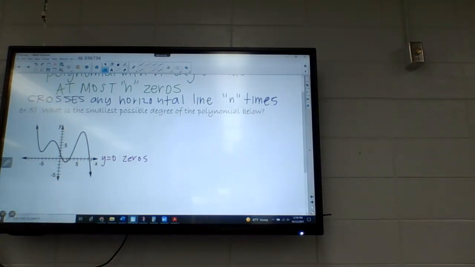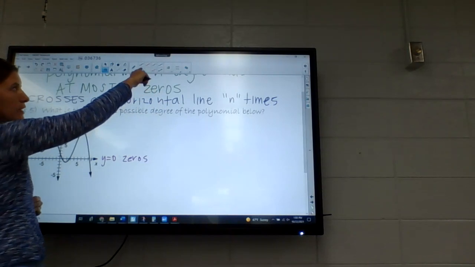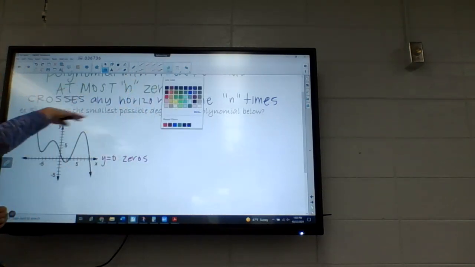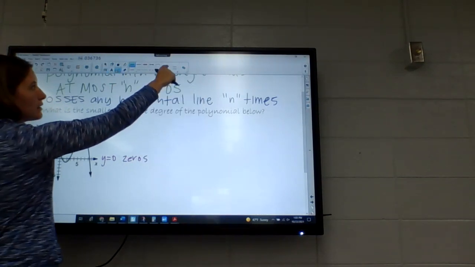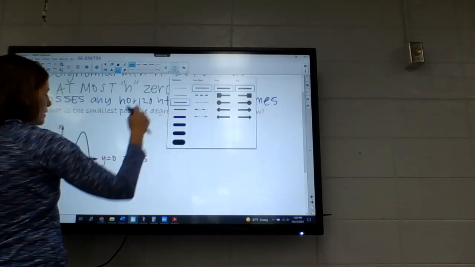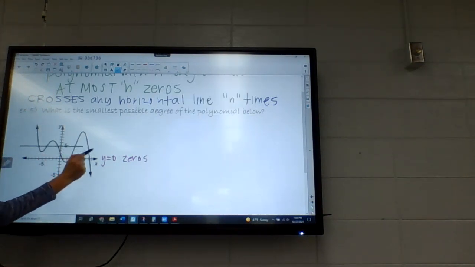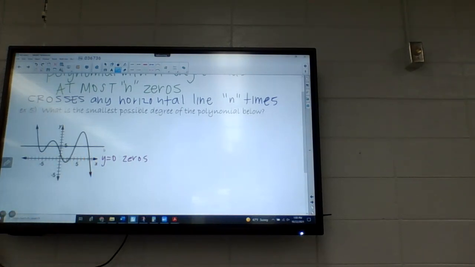However, there's actually a higher degree possible than just 3. And so what we're going to do is draw a horizontal line on this graph where we can hit as many spots on the graph as we possibly can. So if I draw a line at, I think, 4 if I go across. 4 or 5. 5 works as well.